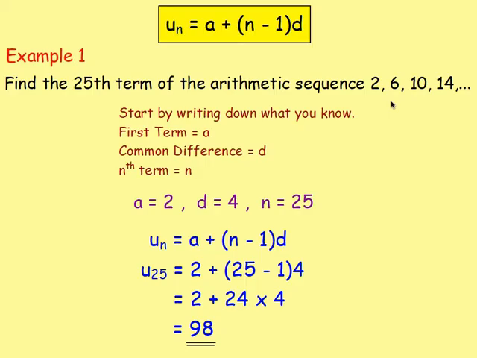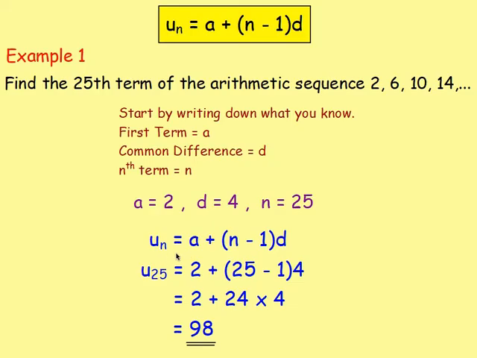what I always like to do is write down what I know first of all. So if I know the first term, write it down. If I know the common difference, write it down. If I know the value of n, write it down. So here, the first term is 2, so I've got a is 2. I know the common difference, I'm going up in 4, so I write d is 4. And because I want the 25th term, I know n is equal to 25.